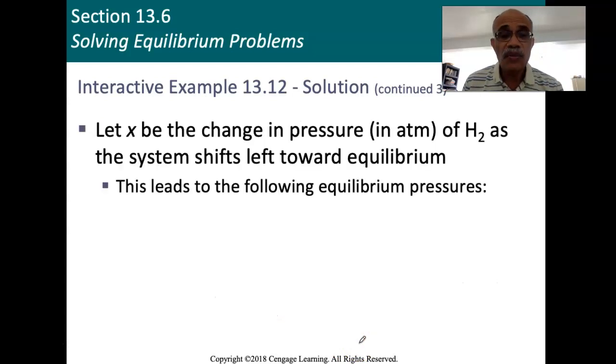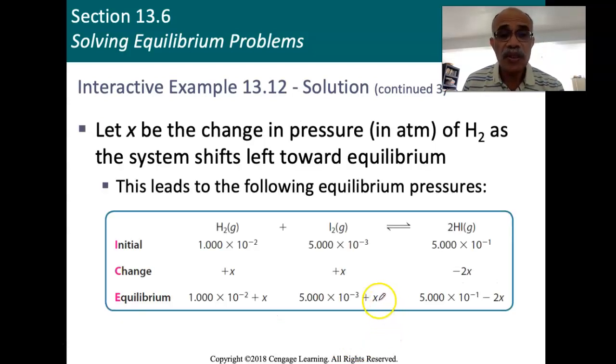Okay, so what we can do now is set up the ICE table. So watch this table: initial, change, equilibrium. Start with the initial. These are the initial pressures, which we now consider to be proportional to the mole quantity. These are for the two reactants, and that is the product.